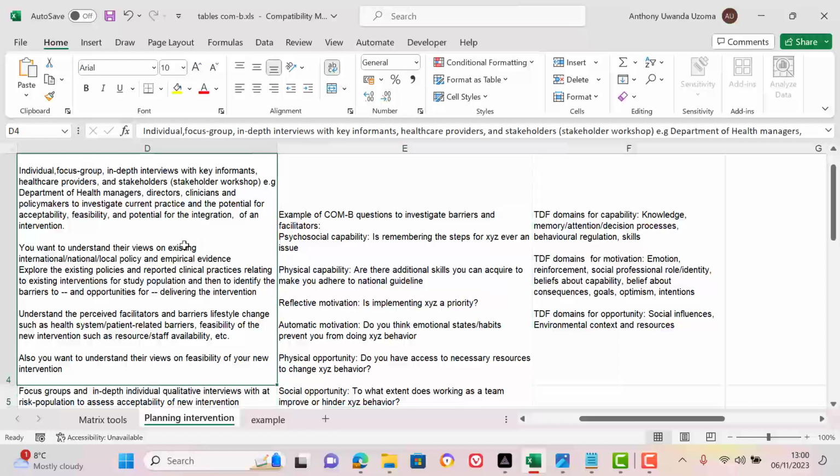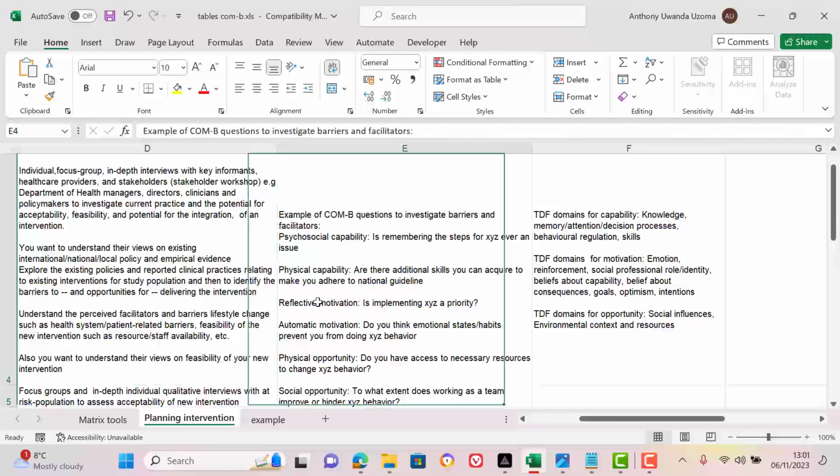So during these interviews, both with the target population and with the stakeholders, you are trying to find out what their psychosocial capabilities are, what their physical capabilities are, and what the barriers and the facilitators are. For reflective motivation, a question you can use is: is malaria in pregnancy a priority? If you're asking key stakeholders, you can ask them those questions. For automatic motivation, you can ask something like: are there any emotional states that affect you or prevent you from attending your antenatal clinics or your malaria screening tests?